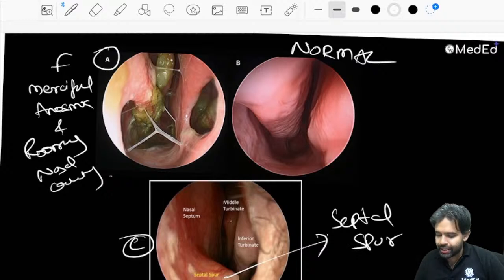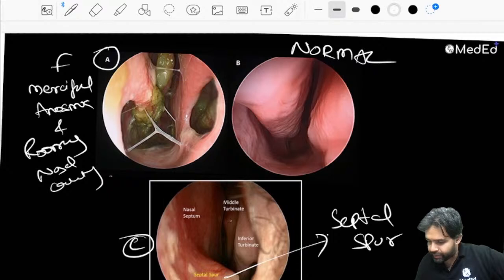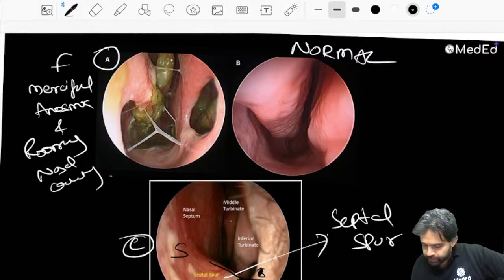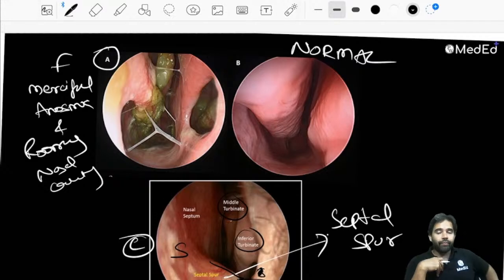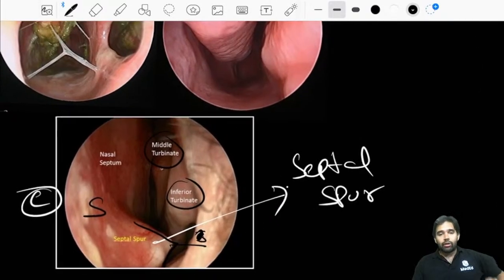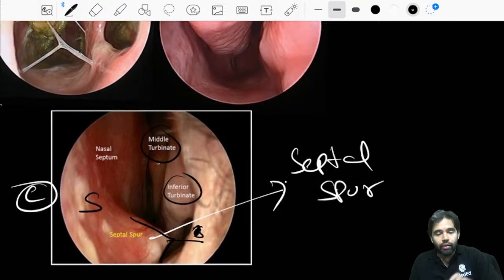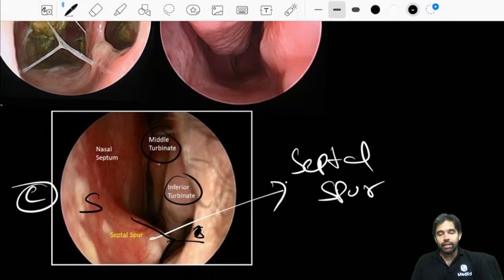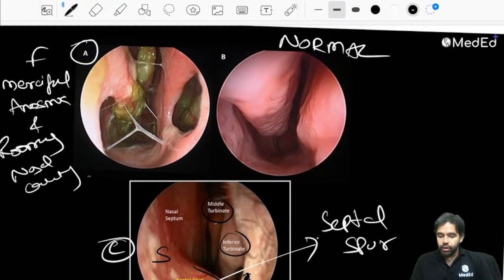In DNS you have these S-shaped and C-shaped DNS, and then you have this spur, which sometimes can be impinging on the septum wall. This is the septum, septal spur, this is the turbinate and middle turbinate. Because of the thinning of the mucosa over the septal spur, it bleeds very easily and causes a lot of pain. Here you can see crusting.